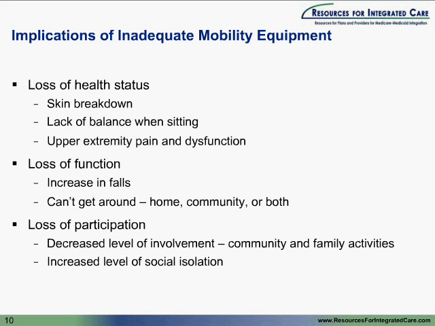We've found that when people don't have the appropriate mobility devices, there's impact on health status, functional ability, and level of participation. Particularly with people at risk for pressure sore development, either because of a lack of sensation or because of a lack of the ability to move themselves effectively, we have a high potential for skin breakdown.